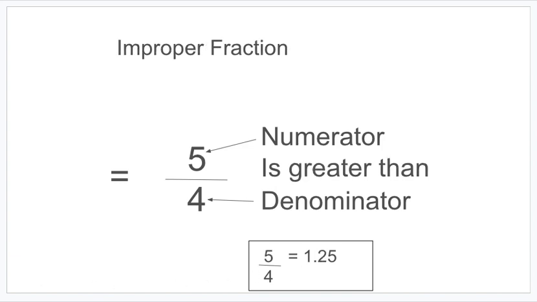Then what are improper fractions? Improper fractions are the fractions in which the numerator is greater than the denominator. It means that if our object has 4 pieces, and if we have more than 4 pieces with us, then that would be an improper fraction. So in this case, 5 is greater than 4. And improper fractions are always greater than 1. If you divide 5 by 4, as in the bottom rectangle here, you get 1.25, which is greater than 1.